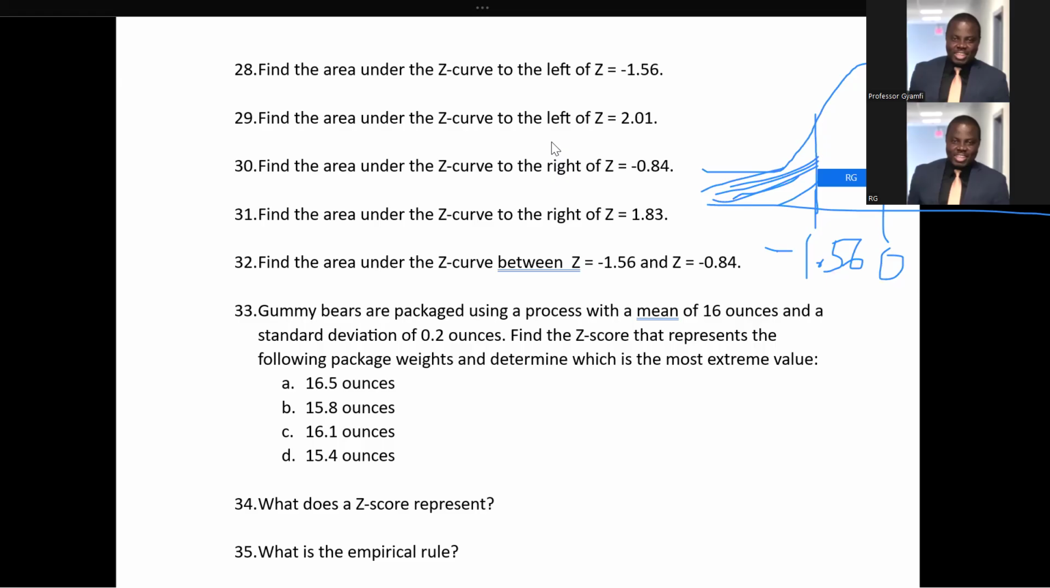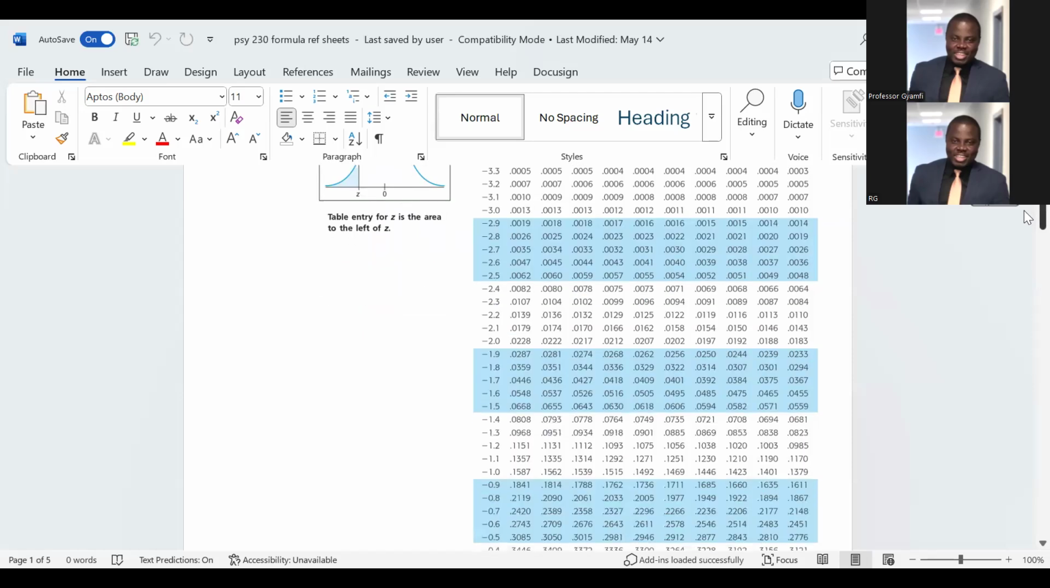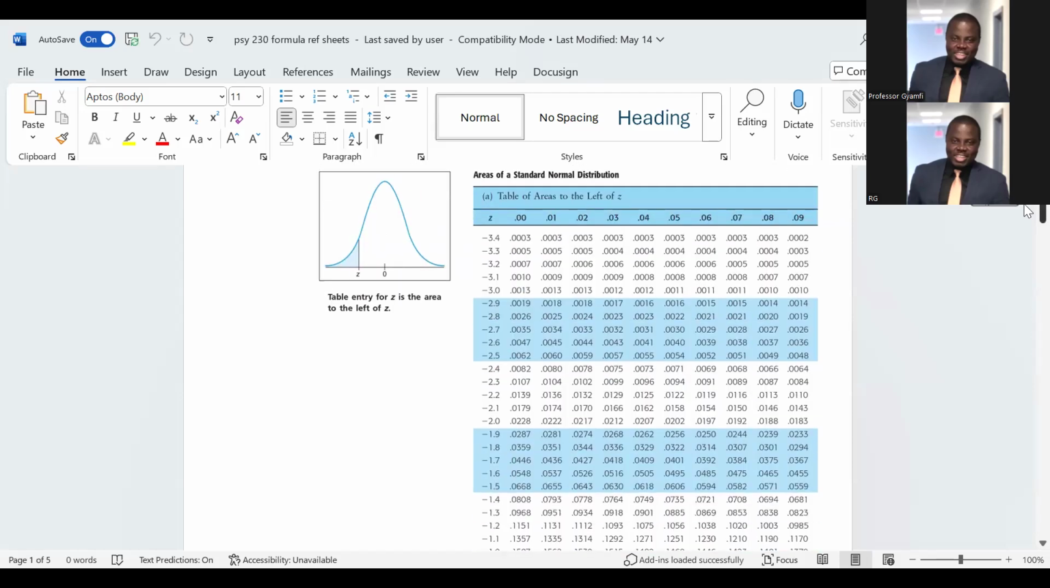Now, the next thing you do is to go to your table. The table is always going to give you the area to the left. So you go to your table and then find that area. So I'm going to share my table. All right, so this is my Z table or my standard normal table. And I'm looking for negative 1.56. So right here, I see negative 1.5.